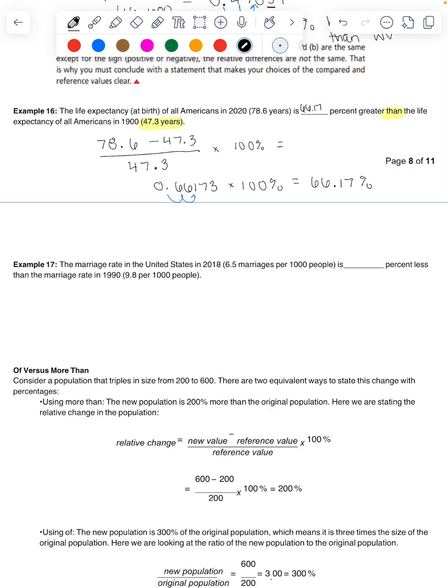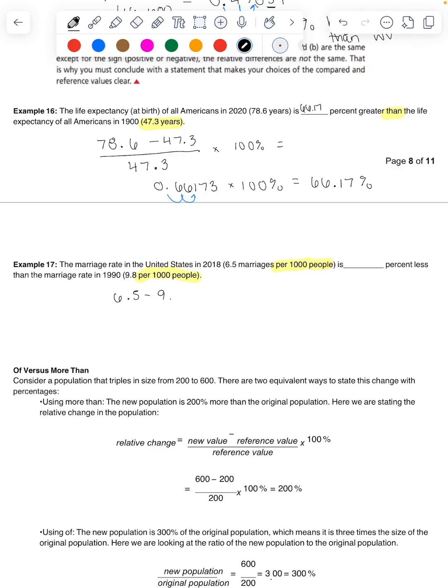Example 17, the marriage rate in the United States in 2018, 6.5 marriages per 1,000 people, is what percent less than the marriage rate in 1990? 9.8 per 1,000 people. The per 1,000 people part isn't important. It's just that they match, that we're using the same units here. And we've got less than the marriage rate in 1990, so that means that the 1990 rate is going to be our reference value.